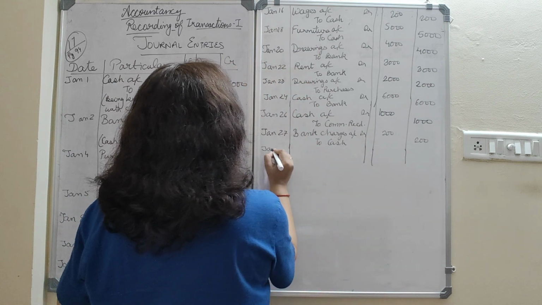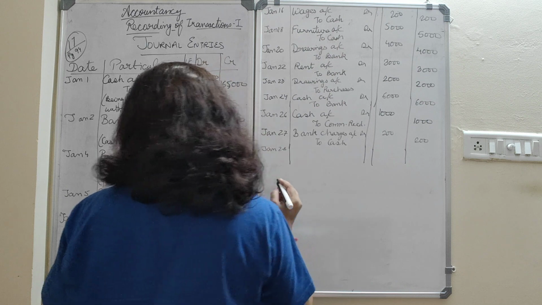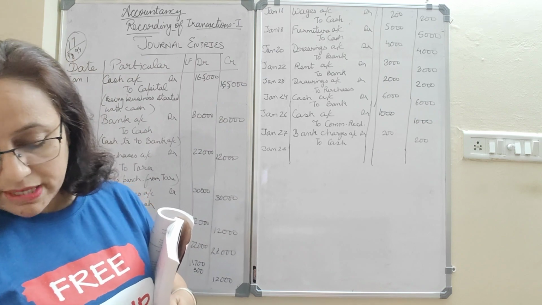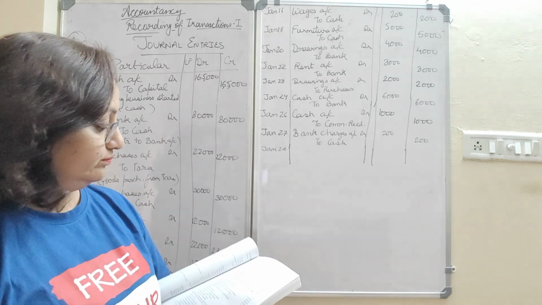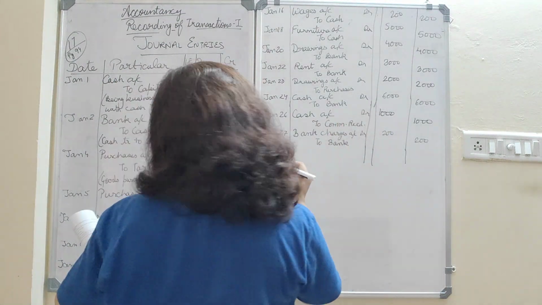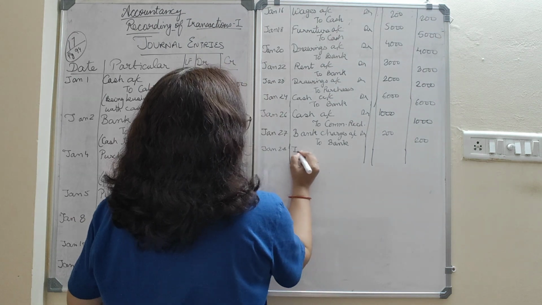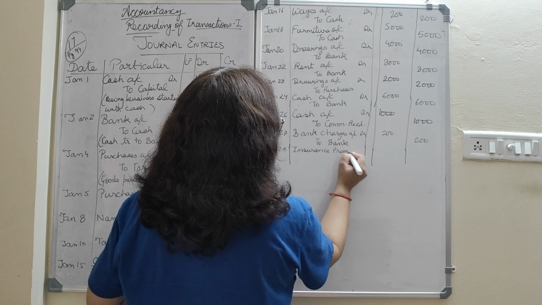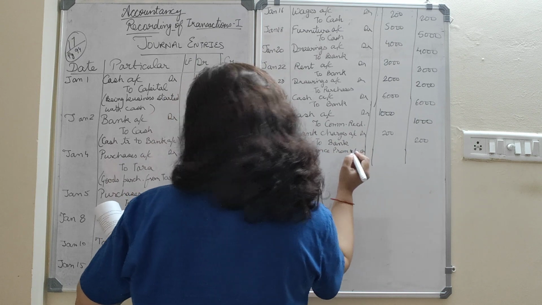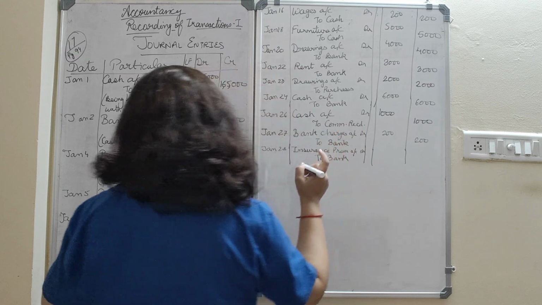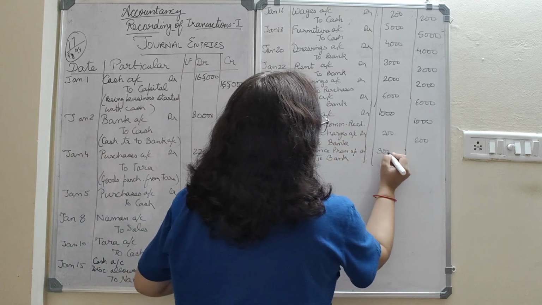So January 28 is check given for insurance premium. So I am giving check means my bank will be affected. Insurance premium account debit, because it is an expense, to bank. Again bank will be affected because we have given check 3000.